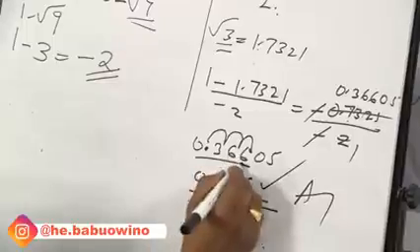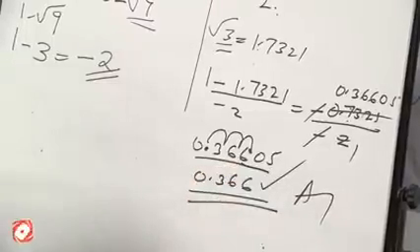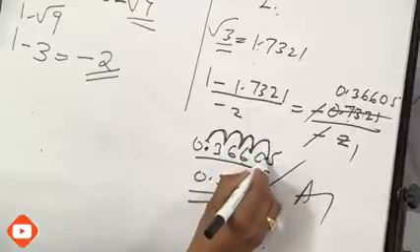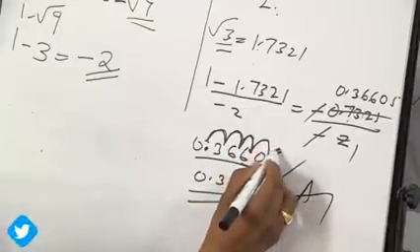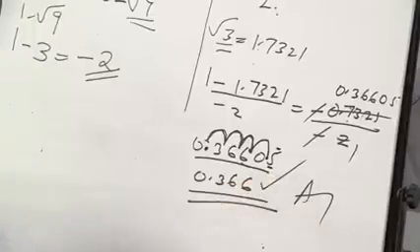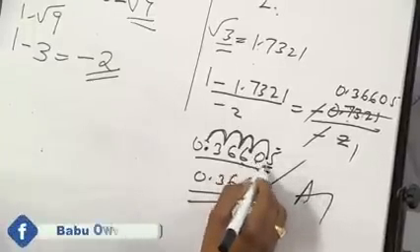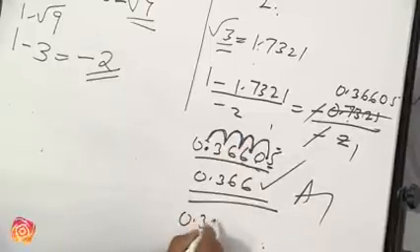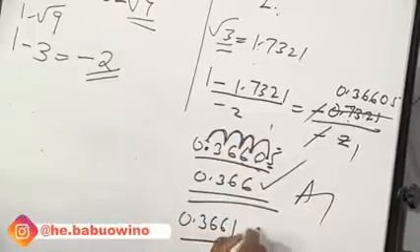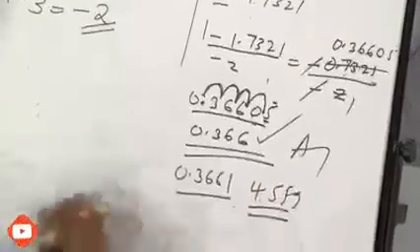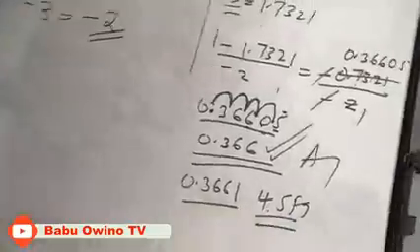Suppose they wanted this answer to 4 significant figures. Then you move 1, 2, 3, 4. When 4 is there, you look at the next number. When the next number is 5 or more than 5, it adds a value to the last digit. The value that it adds is only 1. So the answer becomes 0.3661. This is to 4 significant figures, and the earlier one is to 3 significant figures.